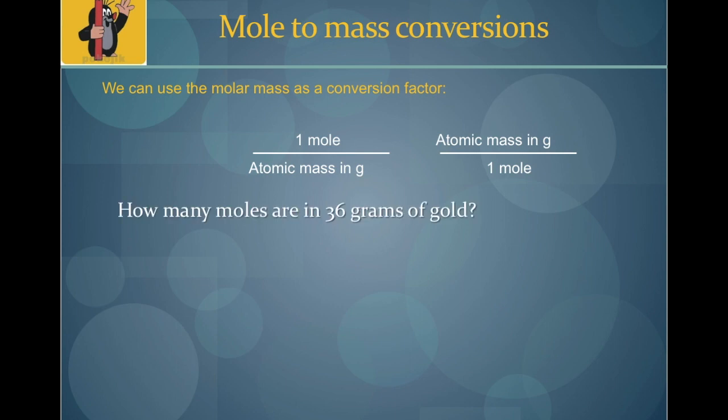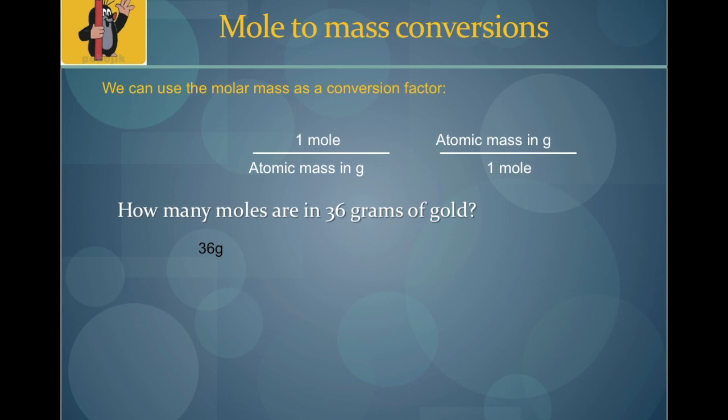So let's look at an example where we want to find out how many moles there are in 36 grams of gold. Like all conversions, the first thing we need to do is write down the number we're given, 36 grams, and then we're going to figure out how to turn that into moles. To do so, we need the molar mass conversion factor, which has moles in relationship to atomic mass. Now, the atomic mass is going to vary depending on which atom you're looking at. In this case, we're looking at gold.